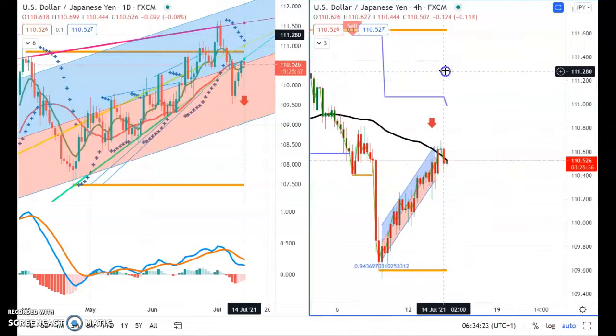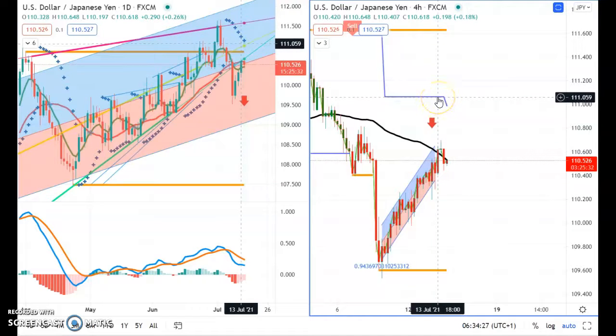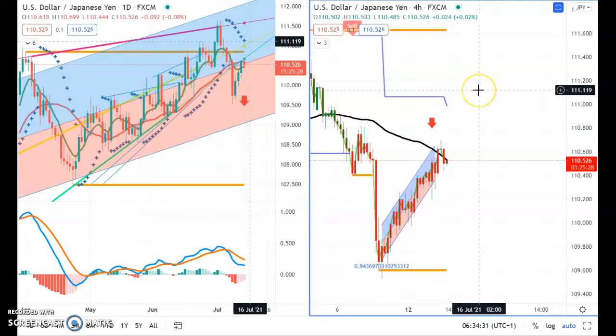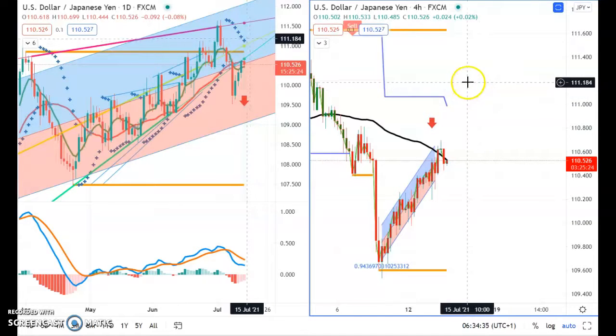You can have a target on these, but generally speaking, you're better off just trailing this stop here. Stop is 111.10. And we just wait for this price to do whatever it wants to do.